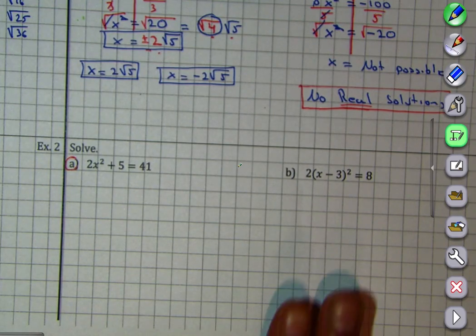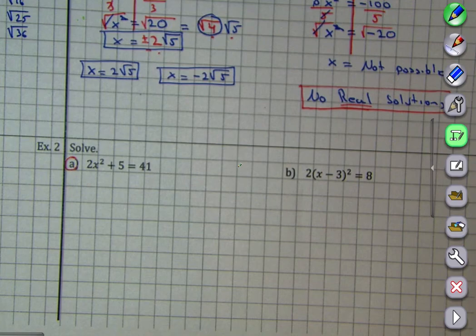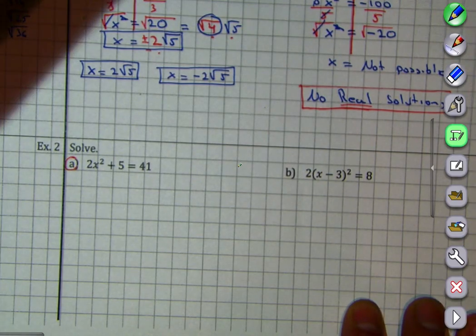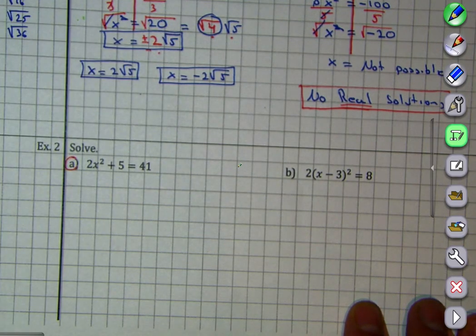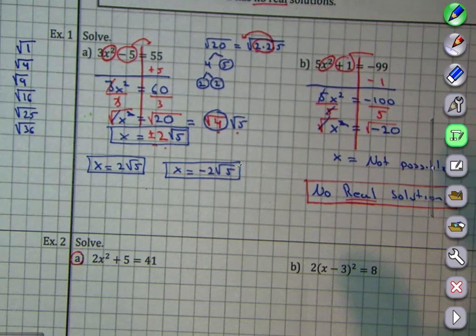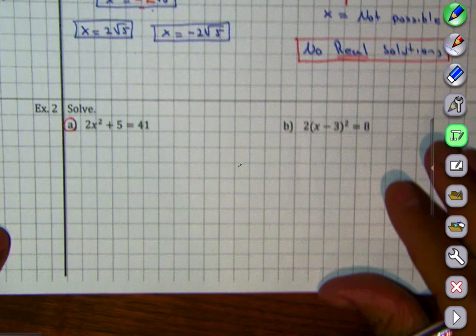Go ahead and pause it. Excellent. So example 2b.